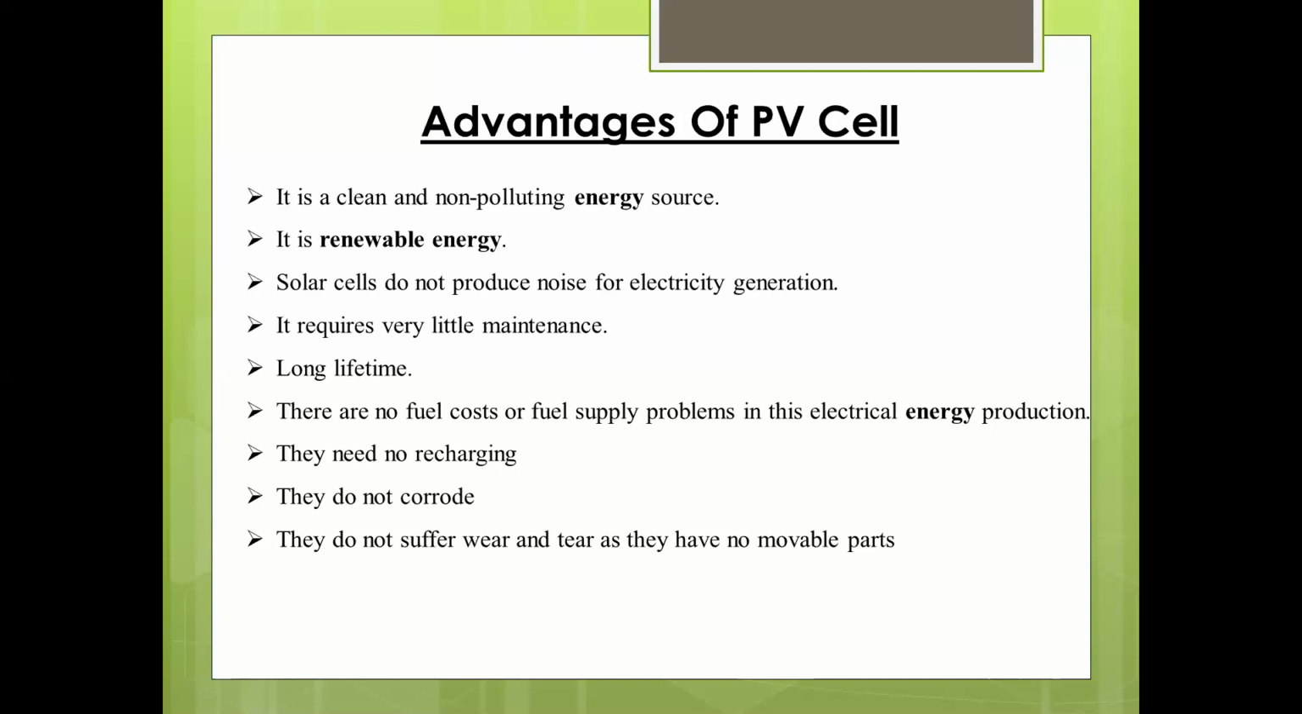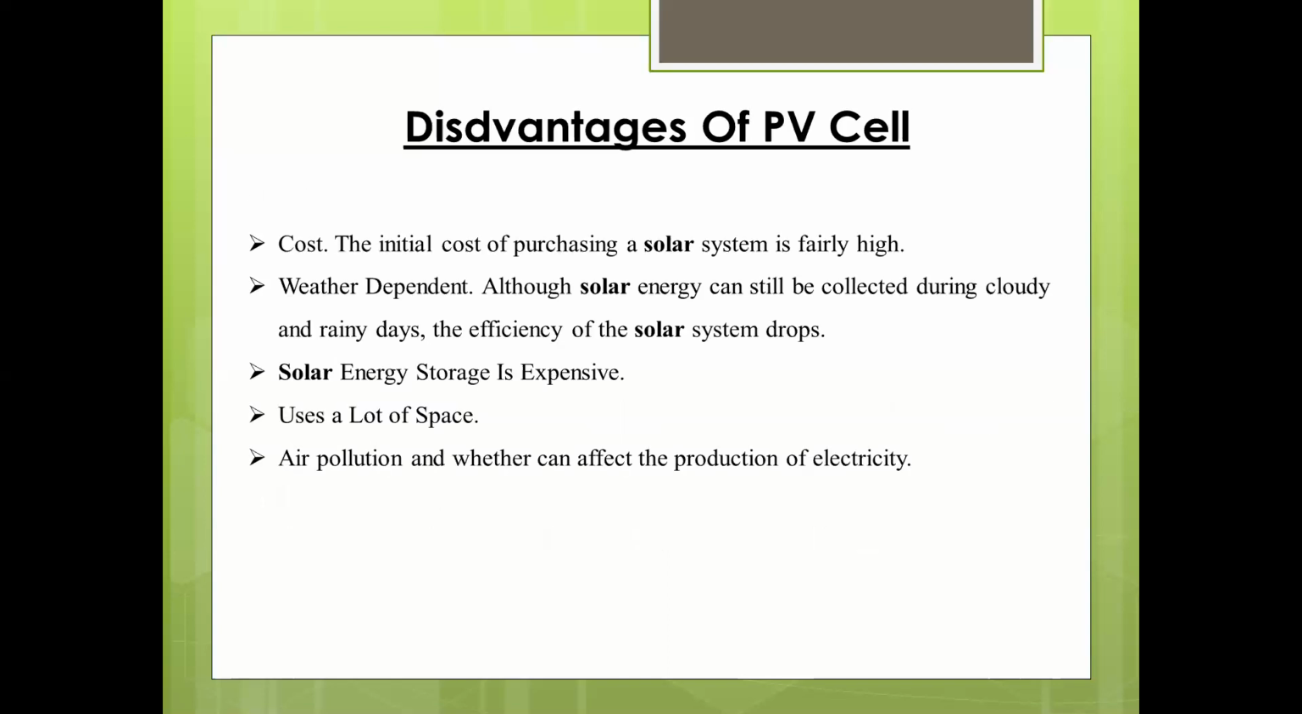There is no corrosion to take place in this solar cell. There is no material to undergo corrosion. They do not suffer wear and tear as they have no movable parts. And one more important point is this power generation by photovoltaic cell can minimize dependence on fossil fuel and at the same time reduce greenhouse gas emission, mainly carbon dioxide. So these are the advantages of photovoltaic cell.